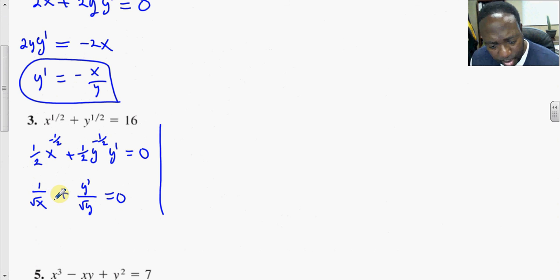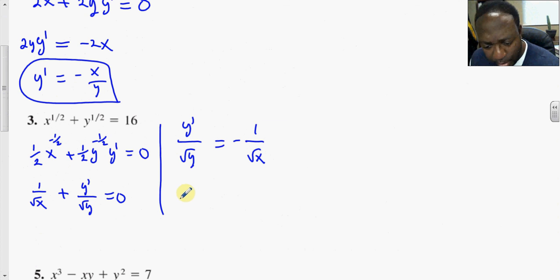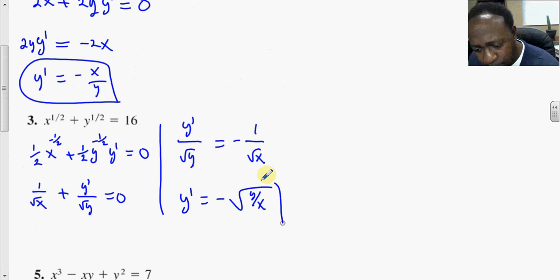Subtract 1 over the square root of x from both sides, so we have y prime over the square root of y is equal to negative 1 over the square root of x. Multiply both sides by the square root of y, and you get the answer that y prime is equal to negative the square root of y over x.